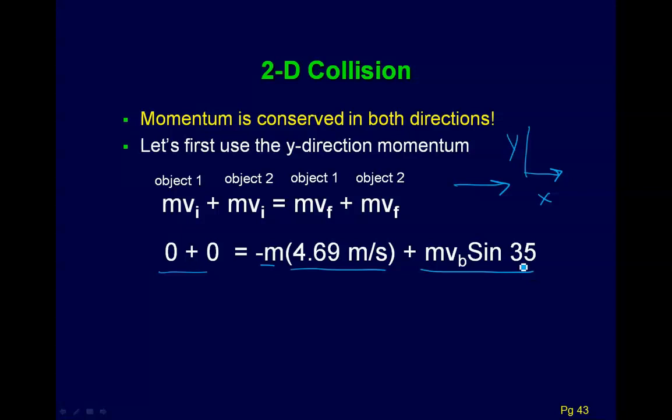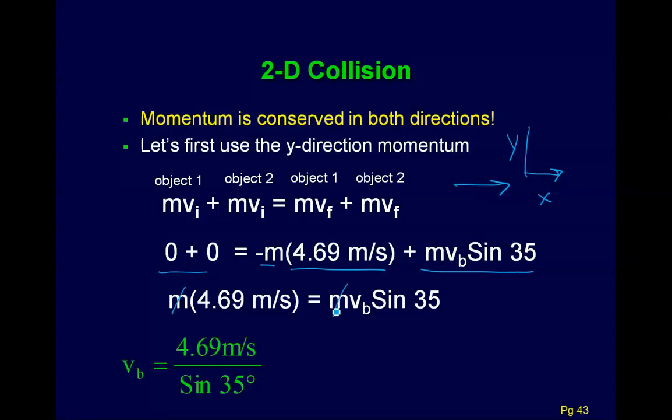We're told that the two pucks are identical, so the mass will be the same. We can rearrange our equation, and what's really nice is I can cancel out the mass. This will happen sometimes in your problems, and it's really fun to do that. Then I can solve for VB, and it's 8.2 meters per second. Because I wrote it with this sine of 35, I can solve for that velocity, no problem.